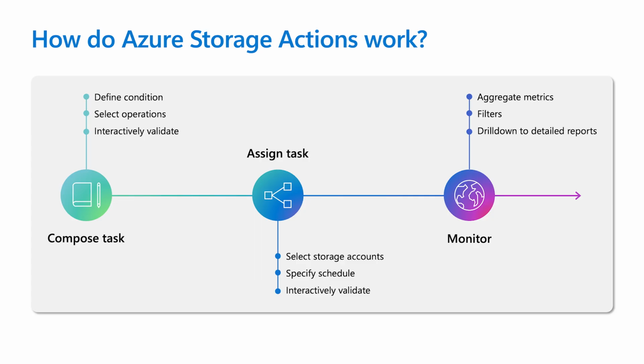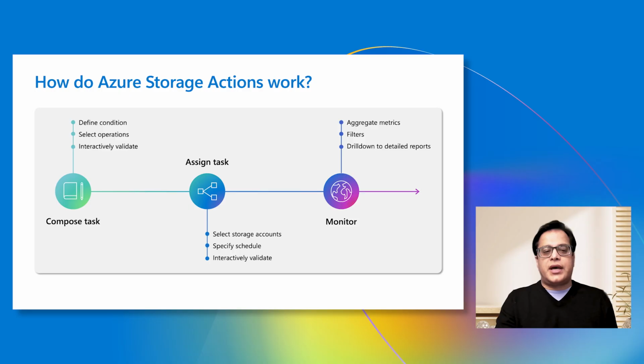The next step is to assign the storage task to execute on your data set, on your production data set. In this process, you can specify the schedule that includes whether you want to execute it once or on an ongoing basis. And that's pretty much it. I think now you're done. Once the storage action starts to execute as per the schedule specified, you can monitor it through the dashboard that summarizes the outcome of the execution.